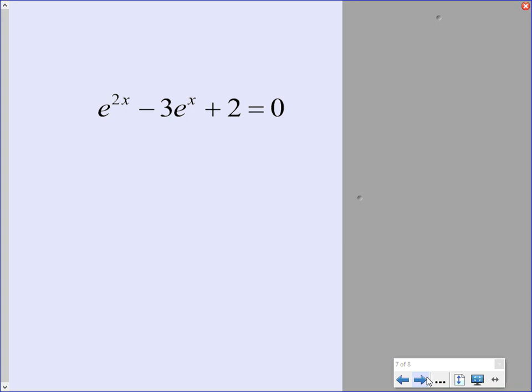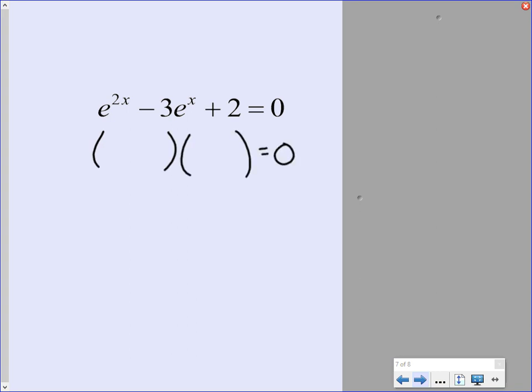e to the 2x minus 3e to the x plus 2 equals 0. When I look at this problem to start with, I notice I have 2 bases raised to exponents, so immediately I'd be thinking about, could I use my one-to-one property? But then I have this plus 2. That's not going to go with either one of them, so what am I going to do? If you go back to the tips I gave you, if they have the same base, you could try the one-to-one property, and if that didn't work, I said factor. So you have a trinomial here. You're going to factor the trinomial.